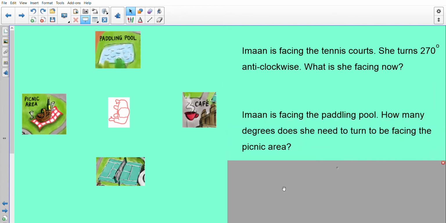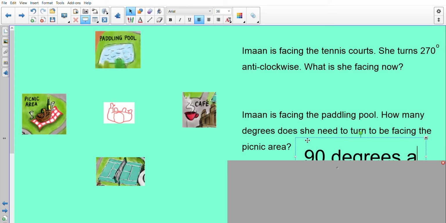Right. Iman is facing the paddling pool. How many degrees does she need to turn to be facing the picnic area? So, have a think about that. Pause the video if you like. Iman is facing the paddling pool. How many degrees does she need to turn to be facing the picnic area? Well, the quickest way to do it would be to go from there to there. So it would be 90 degrees anti-clockwise.